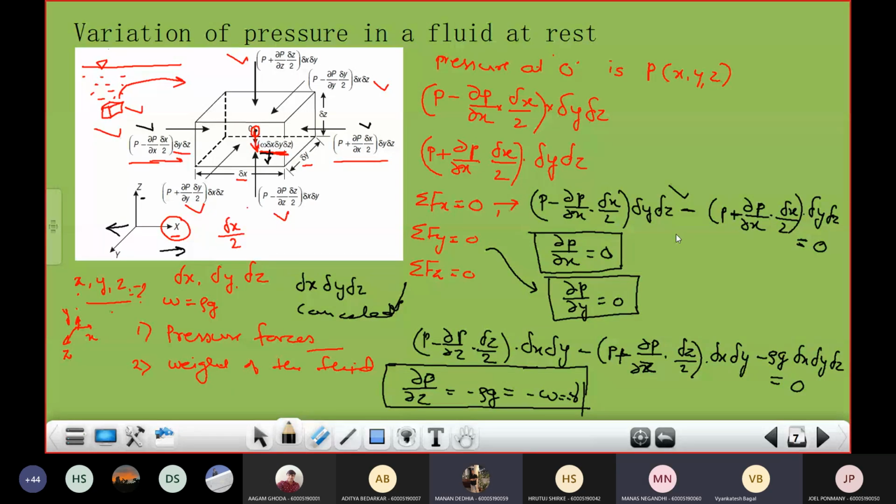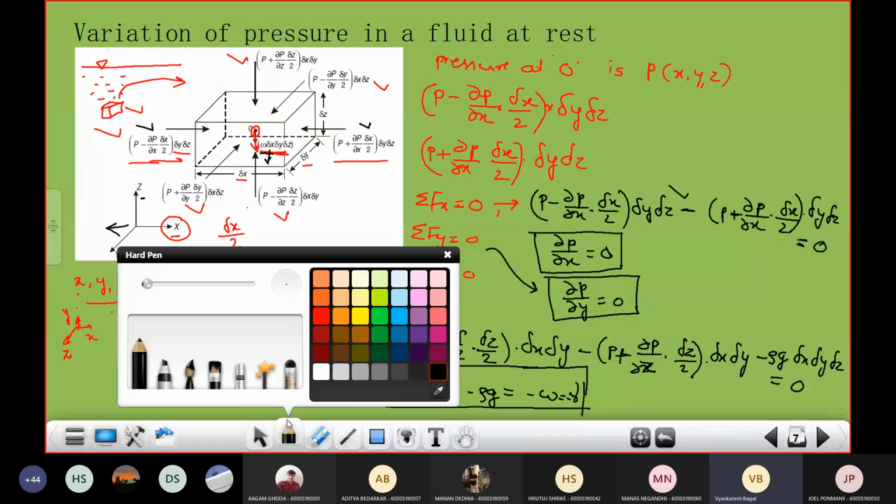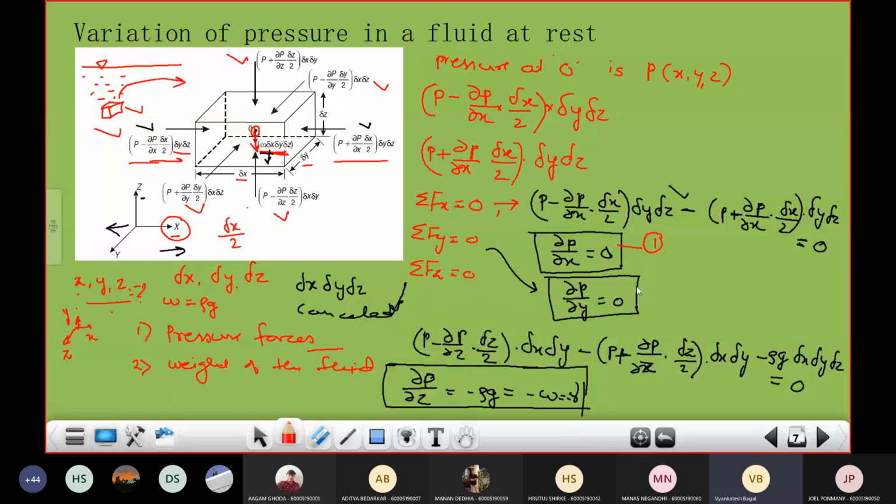Yes, sir. So now, if I name this expression as, let us say, 1, this as 2, and the last one as 3. Now comparing equations 1, 2 and 3, what I conclude is pressure does not depend on the x direction. Now look at the x direction. If I have a fluid mass like this, and if I am moving along the x direction like this, the pressure does not change with respect to x, right?